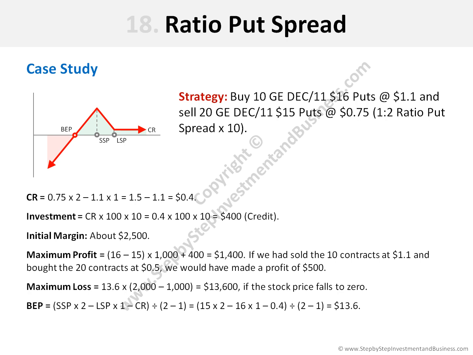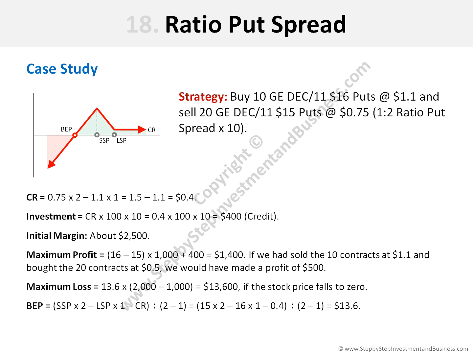Therefore, our investment is equal to 0.4 multiplied by 100, which is the cost of the strategy per contract, multiplied by 10, which is the number of ratio spreads we entered. That is a total of $400. This money is credited to our account. The initial margin depends on the broker. In this case, it would have been about $2,500.